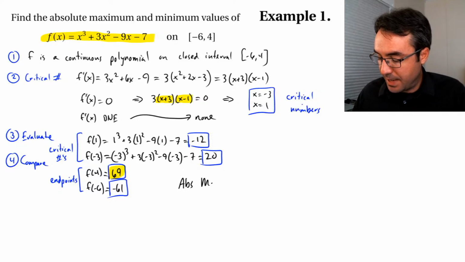And so what we see is that we have an absolute max. It's equal to 69, and it occurs at x equals 4.